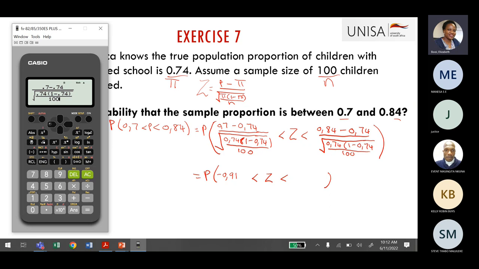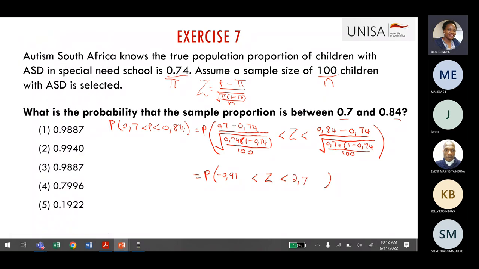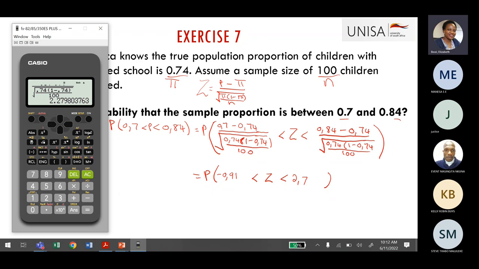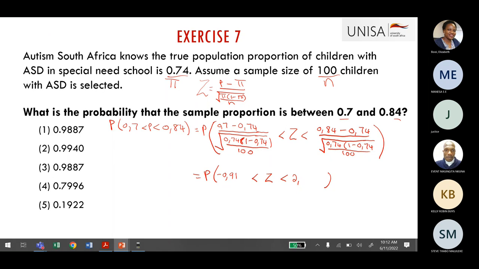The only thing that changes is the first value, so I scroll to the top, delete, and I need 0.84. And I press equal. The answer is 2.28. Therefore, you need to find the probability that Z lies between 2.28 minus the probability that Z lies between -0.91.